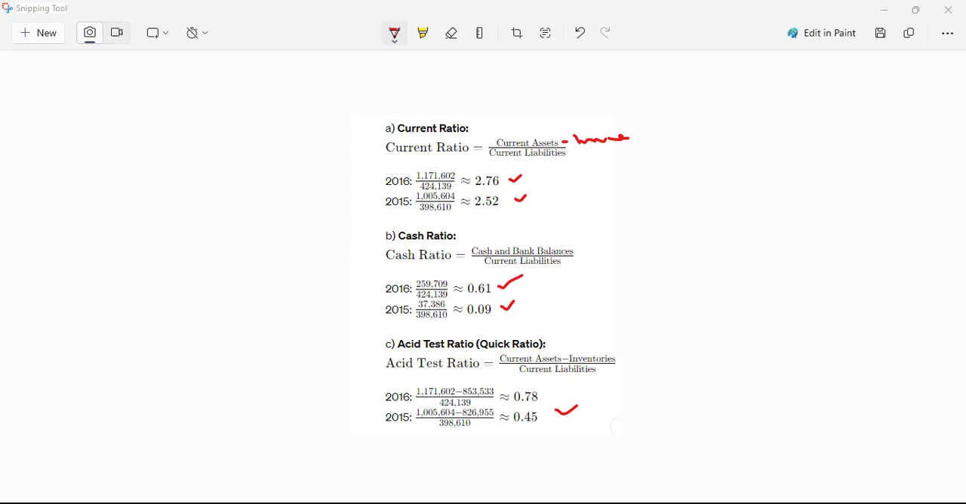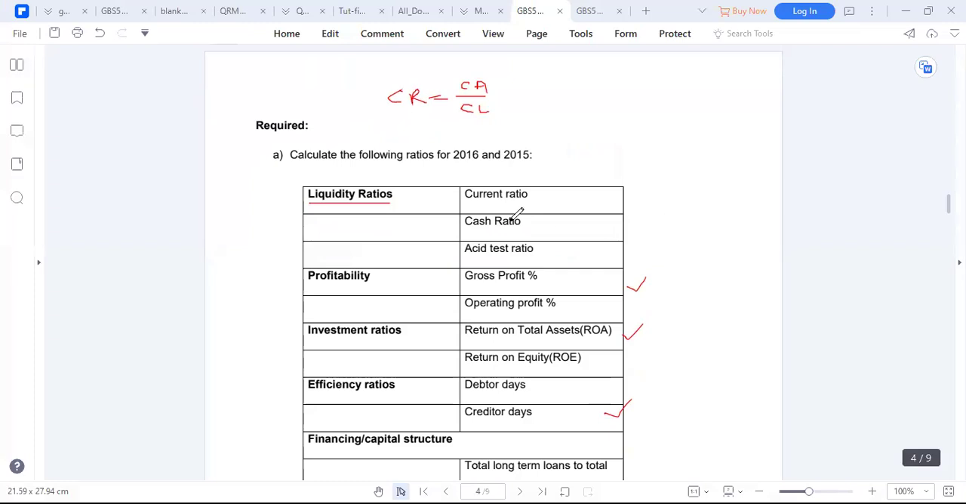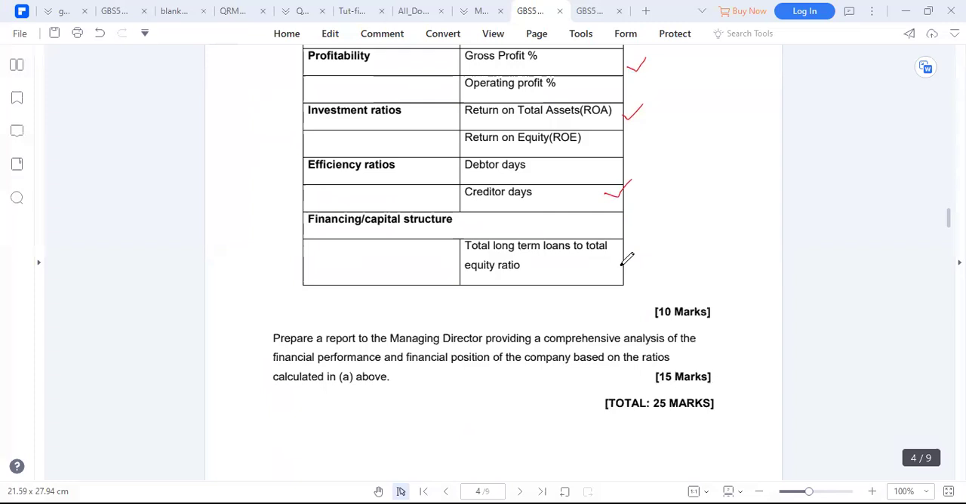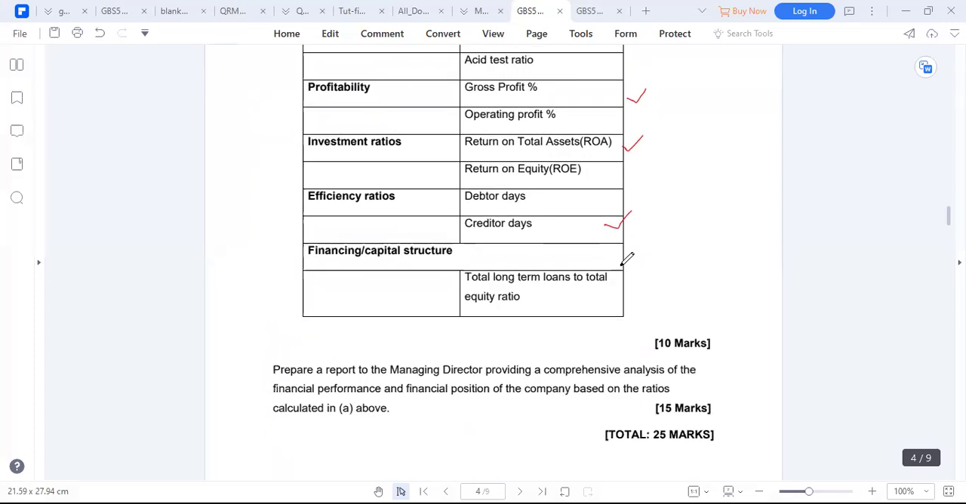I think I have done my best explaining the liquidity ratios. You get your 6 marks just on these ratios. There's 6 remaining.